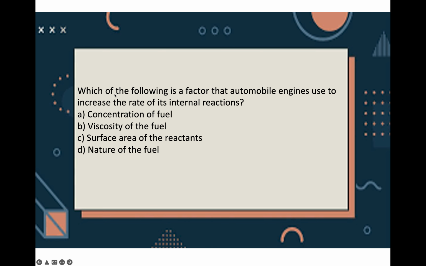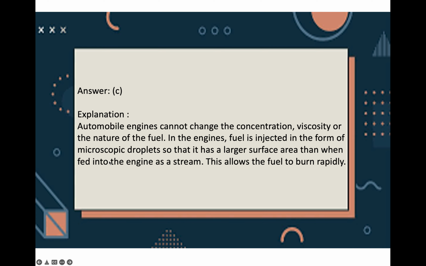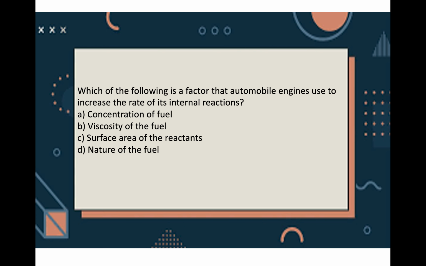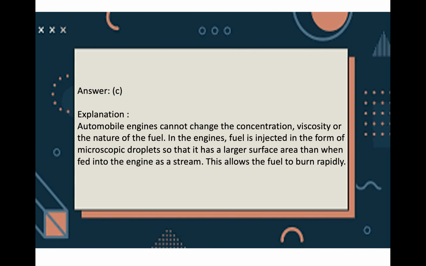The first question is: which of the following is a factor that automobile engines use to increase the rate of their internal reactions? A, concentration of fuel; B, viscosity of the fuel; C, surface area of reactants; and D, nature of the fuel. So option C, that is surface area of the reactants, is the correct choice.